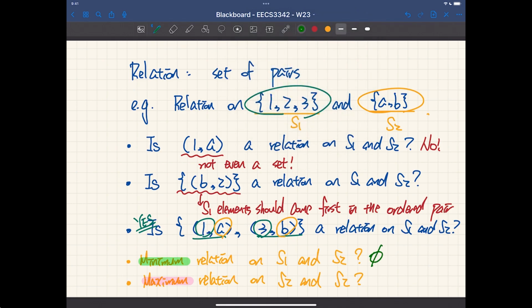Empty set. It's called the empty relation. You can think about it this way: for any given S1 and S2, the minimum relation on these two sets is always the empty relation, always. All right? And what about the maximum?